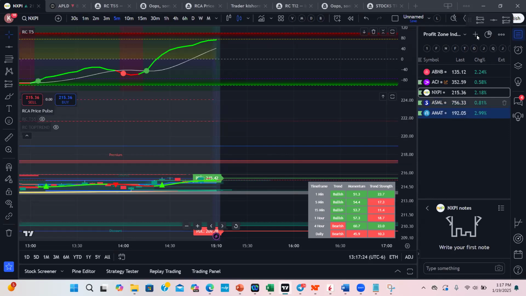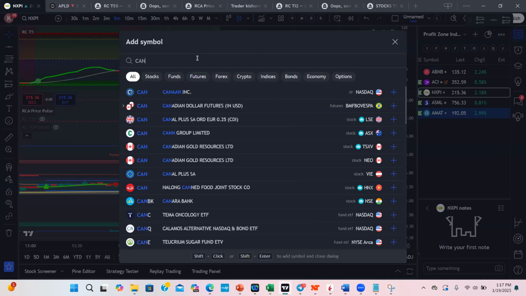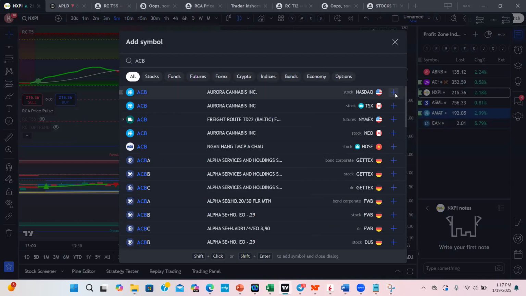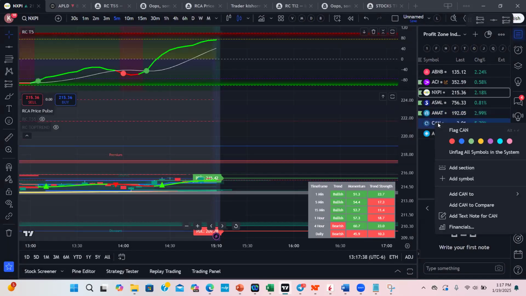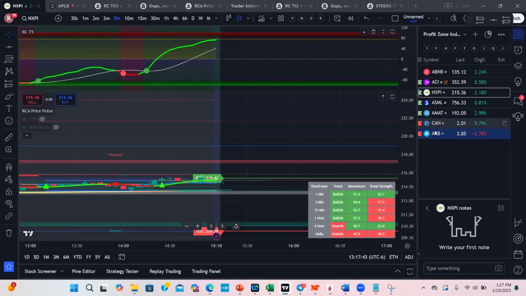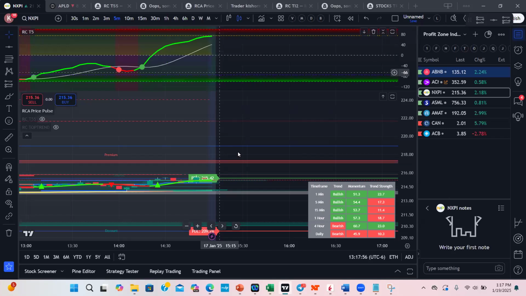Right, if I add app, then these ones I'll only look for the puts. These ones I'll only look for the calls. Like that, in the higher time frame, will help you to identify what is the bigger overall trend. And then in the lower time frame, you can take the trades in the similar direction.